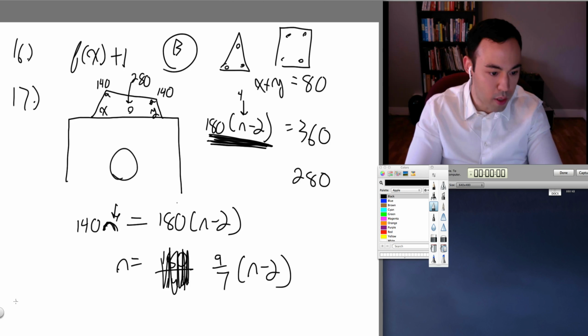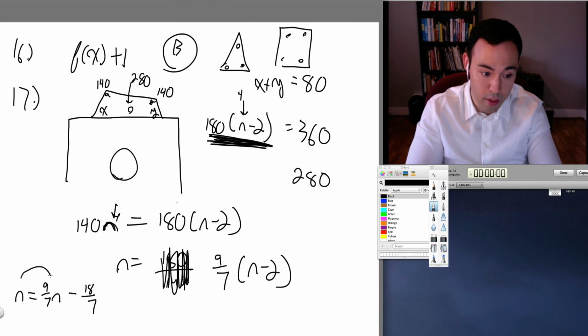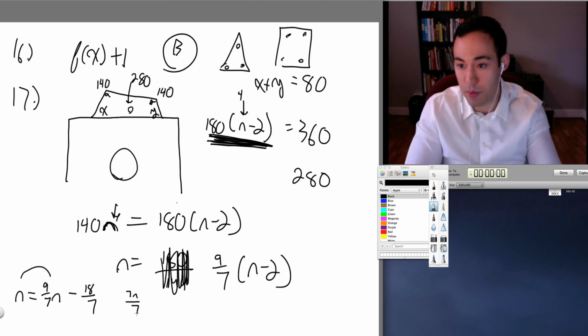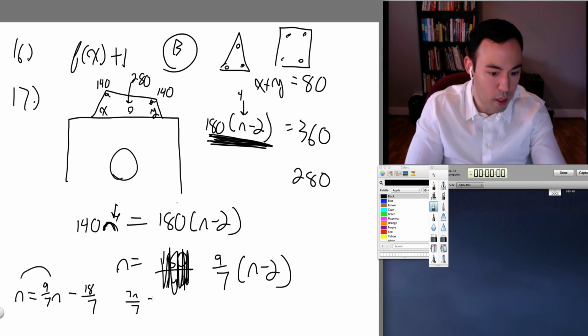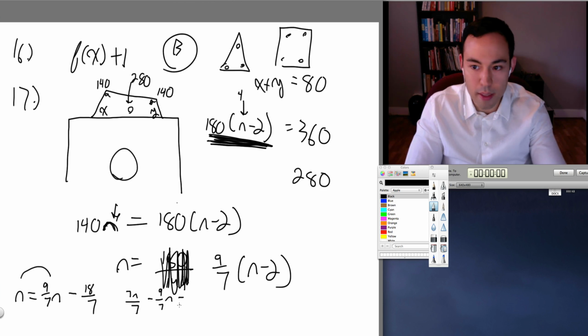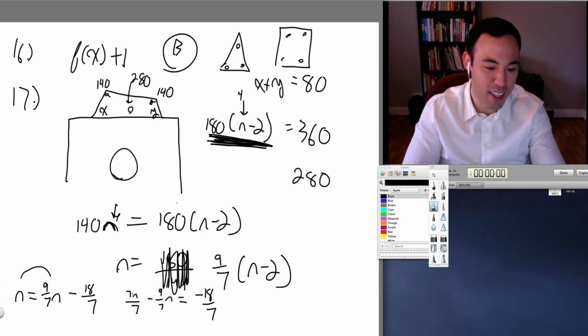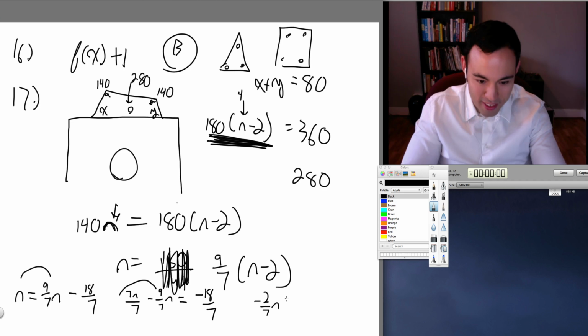So let's go ahead and simplify that some more. 9/7 n minus 18 over 7. And then let's collect like terms here. So we can turn n into 7n over 7. 7 over 7 is 1, and 1 times n is still n. Minus 9/7 n, and we get negative 2/7 n, which is equal to negative 18 over 7.